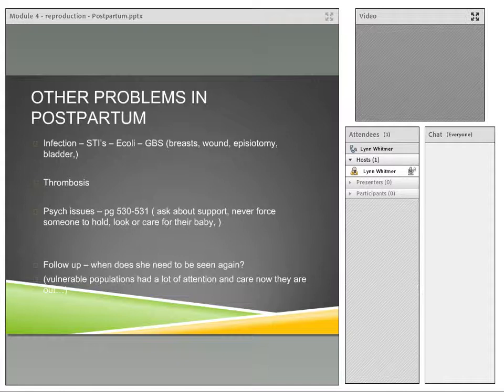And interesting to me was that this is a vulnerable population, and they've had a lot of attention up to now. They've been seen quite frequently in an office. They've developed a rapport with the office staff, possibly the physician or the nurse midwife or whoever's with them. And now that they've had the baby, that all goes away. So that can be very difficult for people to understand. So having phone follow-ups or some type of follow-up with the patient later on might be beneficial to them in the long run.